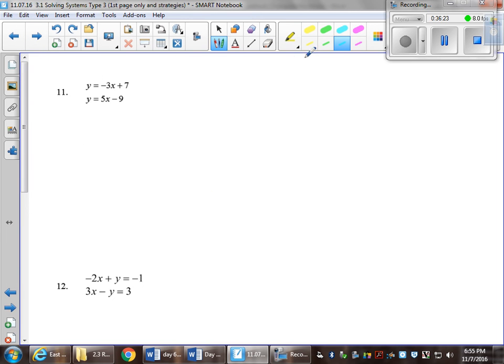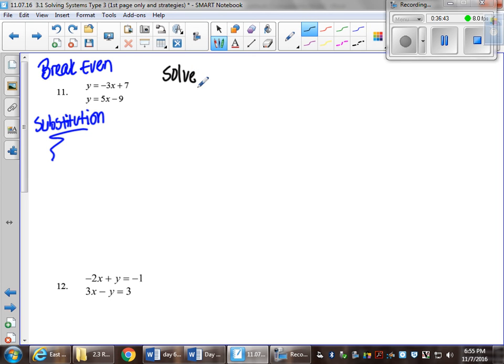Number 11, look in your substitution notes. This is a break even special case. This is going to be a substitution question. Now I just realized some of you have turned in your substitution notes, so I will help you start this. Solve. First sub, second sub. Now they're both solved for y, so it doesn't actually matter which one you pick. So I'm just going to choose to put the first one under here.